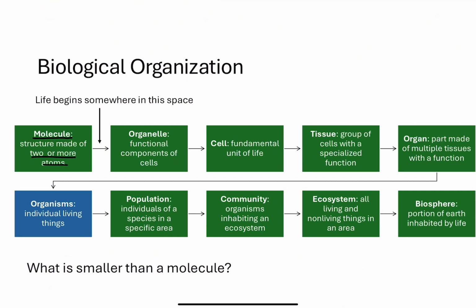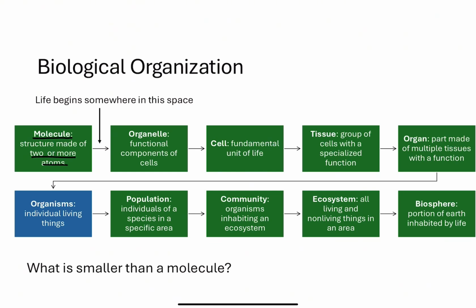After molecule, we get to organelle. Organelles are these tiny structures inside of our cell. They are the functional components of the cell, and it includes things like mitochondria or the nucleus. Then we get the cell. The cell is the smallest unit of life. Some organisms can be unicellular, meanwhile others have literally trillions of cells.